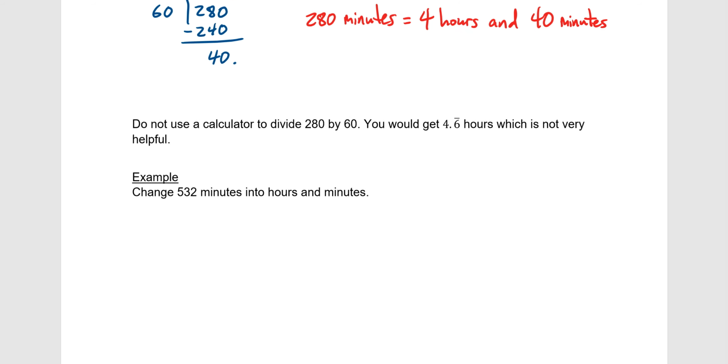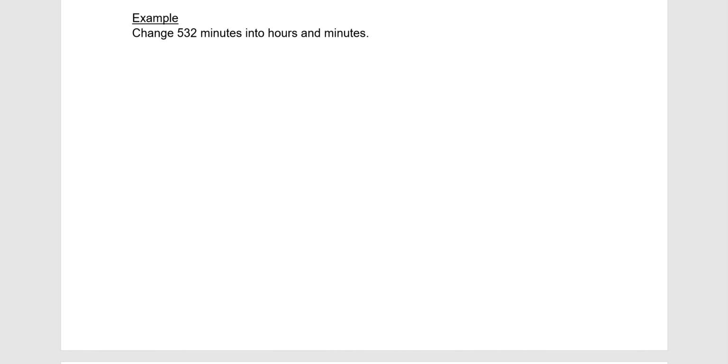Okay, so let's do one more example here before we get into the last couple examples for this section. We want to change 532 minutes into hours and minutes. So we're going to divide 532 divided by 60. We have to think, how many times does 60 go into 532? It goes in 8 times. Then we multiply 8 times 60, we get 480. And we subtract, and we get 52. So 52 is smaller than 60, so we're done. And that means 532 minutes equals 8 hours and 52 minutes.